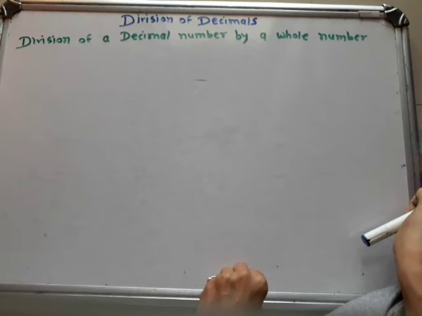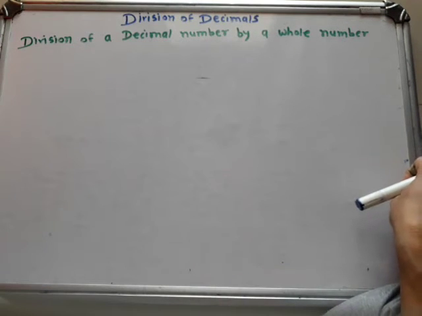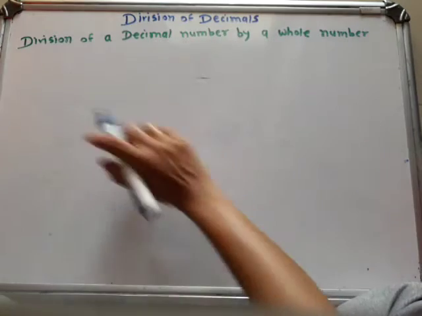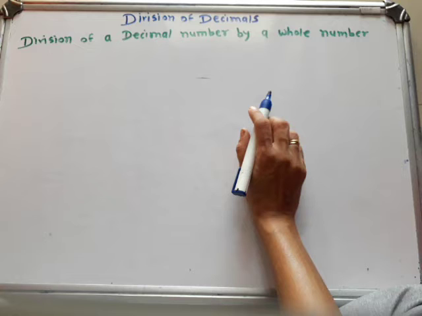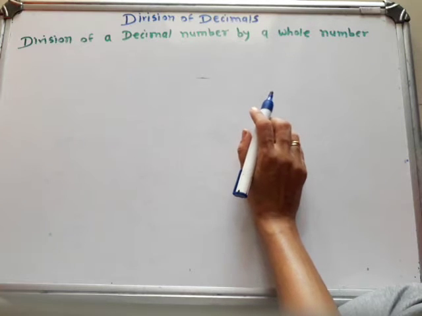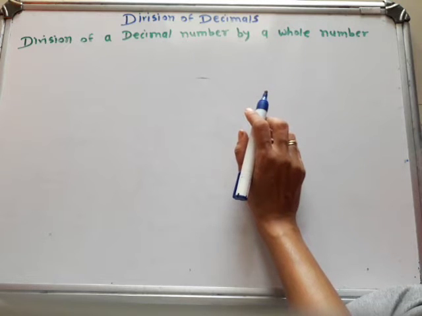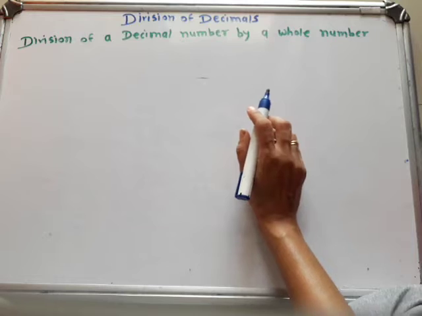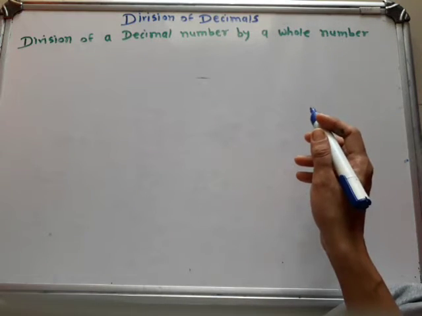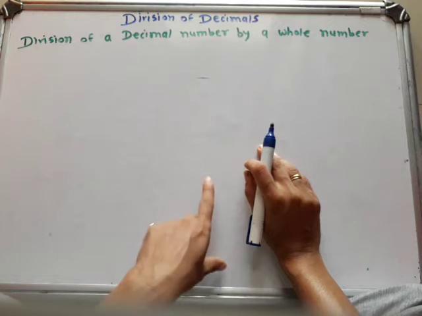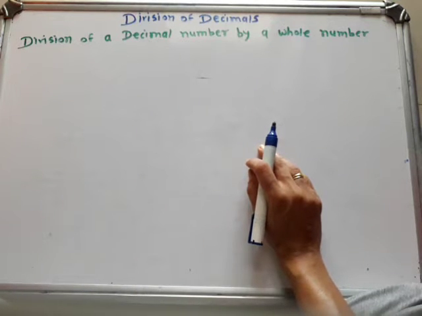Today we see the division of decimals. In last session we saw the multiplication of decimals. So today we see the division of decimals. First we see division of a decimal number by a whole number. The process of division of a decimal number by a whole number is the same as the division of a whole number by a whole number, except extra care needs to be taken in placing the decimal point in the quotient. Here we take extra care to put the decimal point in your answer.